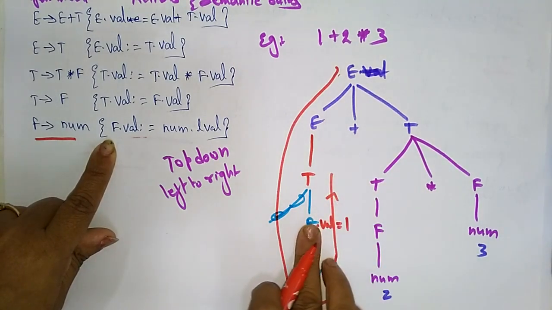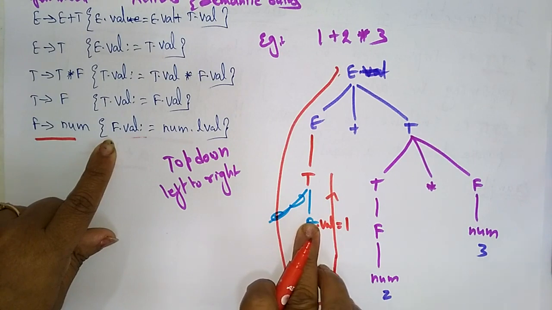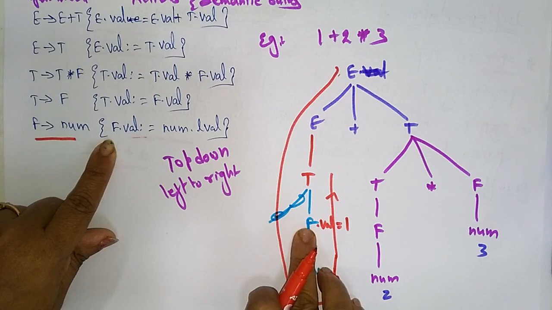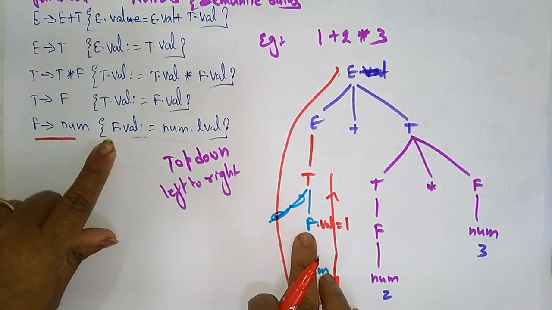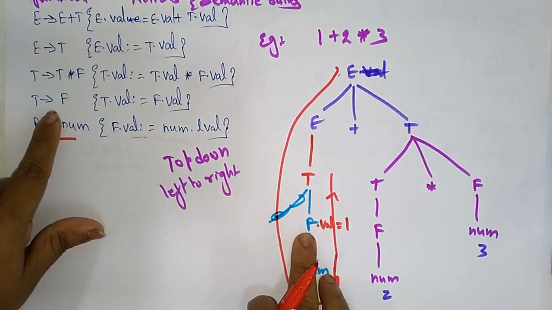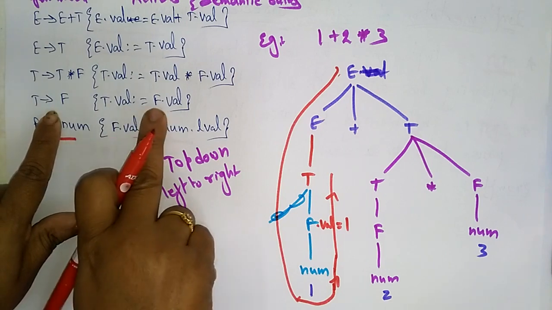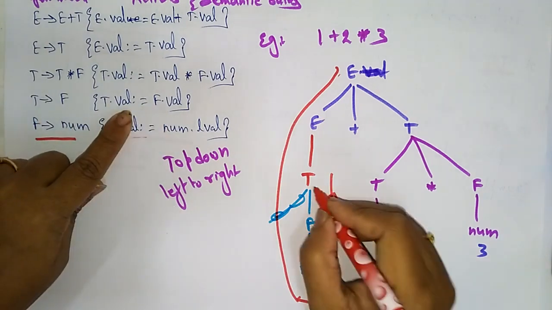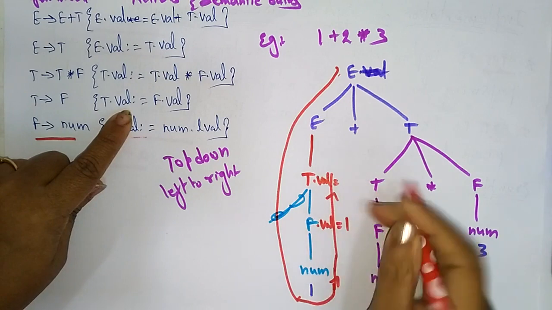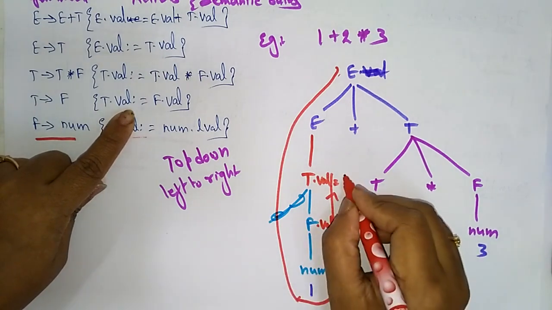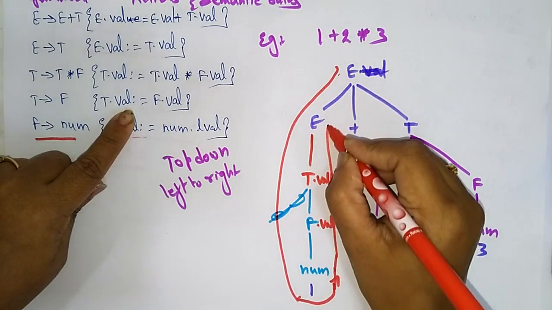So this F, there is a reduction. T determines F, means here this F is reduced. This is a reduction. Okay, so T determines F. So go to that production and see what is the action for that production. T dot value is equal to F dot value. So T dot val is equal to, what is F dot value here? 1. Okay, now come here.